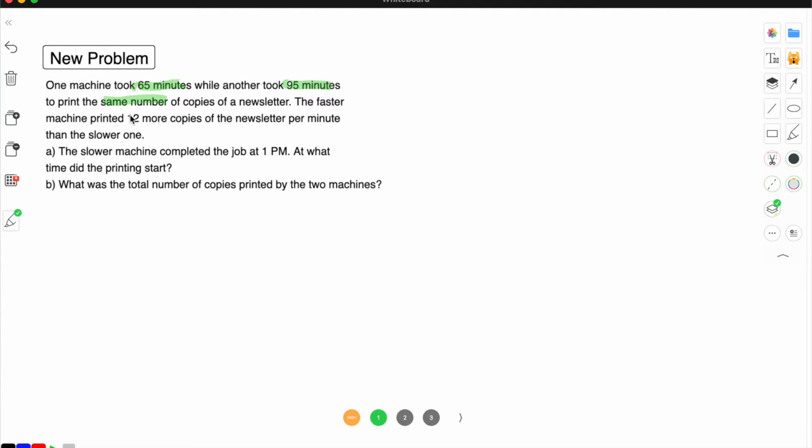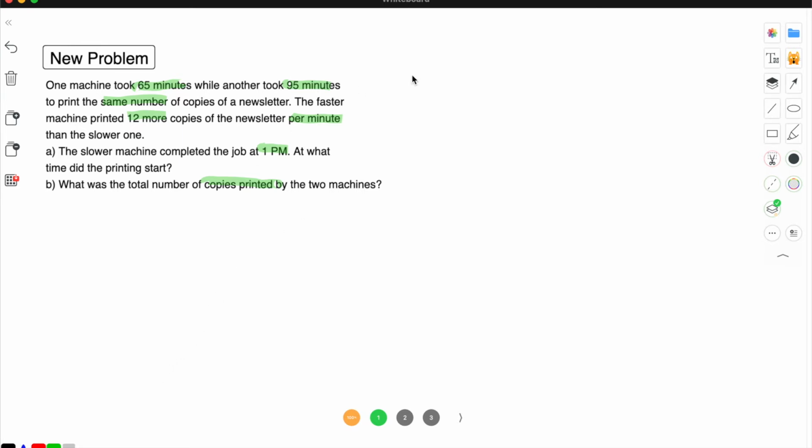The faster machine printed 12 more copies of the newsletter per minute than the slower one. Part A. The slower machine completed the job at 1 p.m. At what time did the printing start? Part B. What was the total number of copies printed by the two machines?